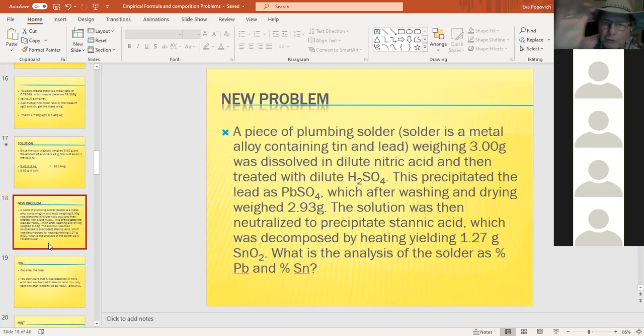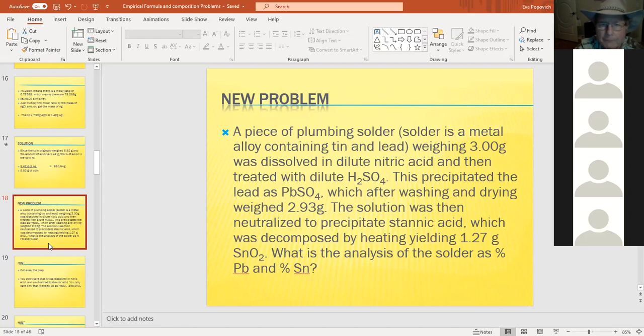I take that solution, which contains tin in it, I neutralize it to precipitate out stannic acid. I then take the stannic acid and heat it, and I get back 1.27 grams of tin IV oxide. What is the analysis of the solder as percent lead and percent tin? Well, Dana, you're doing the same problem that we just did the last one. That's your big hint.